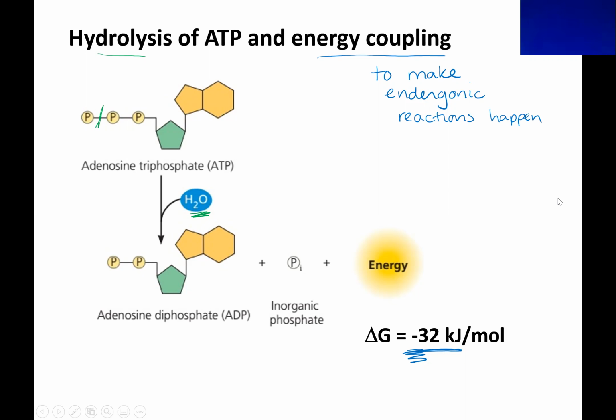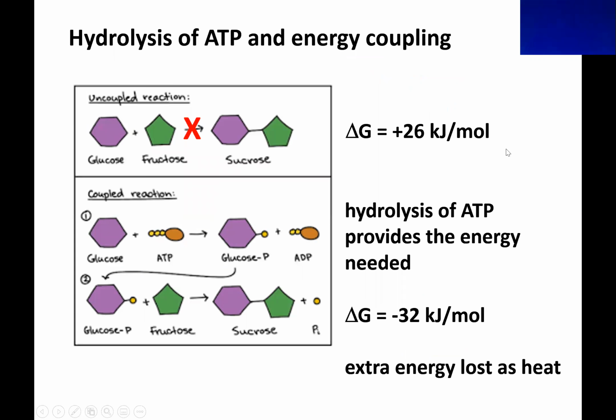Okay, so let's look at energy coupling. So here's a reaction. We want to make sucrose. Sucrose is table sugar, and that's done by combining glucose and fructose. But that's not going to happen on its own because it requires an input of energy. So if we couple it, if we put it together with ATP, the breakdown or hydrolysis of ATP provides the energy needed.